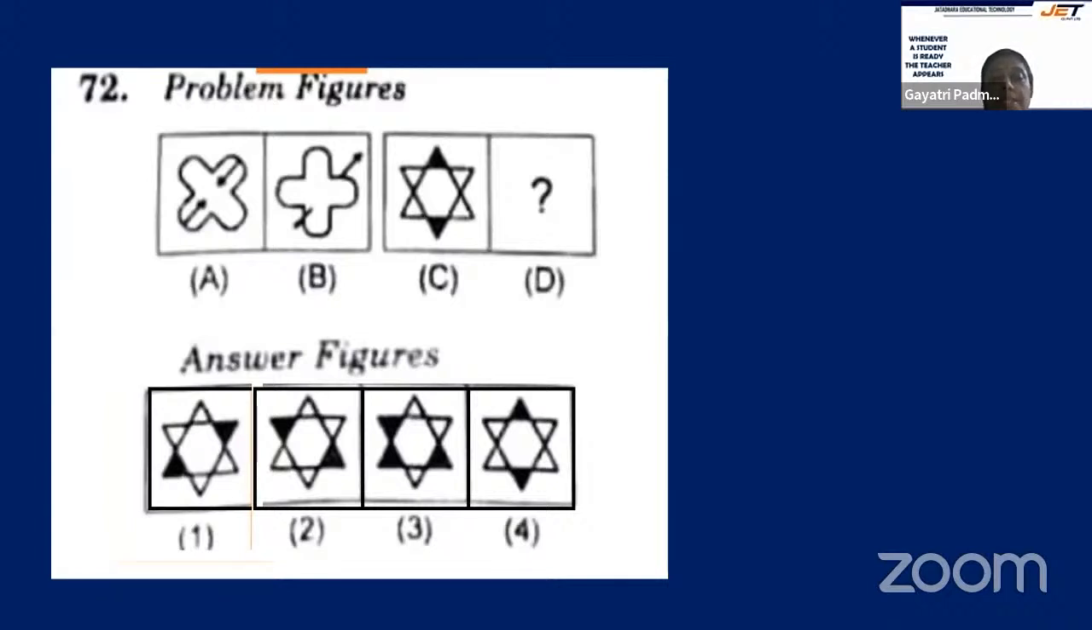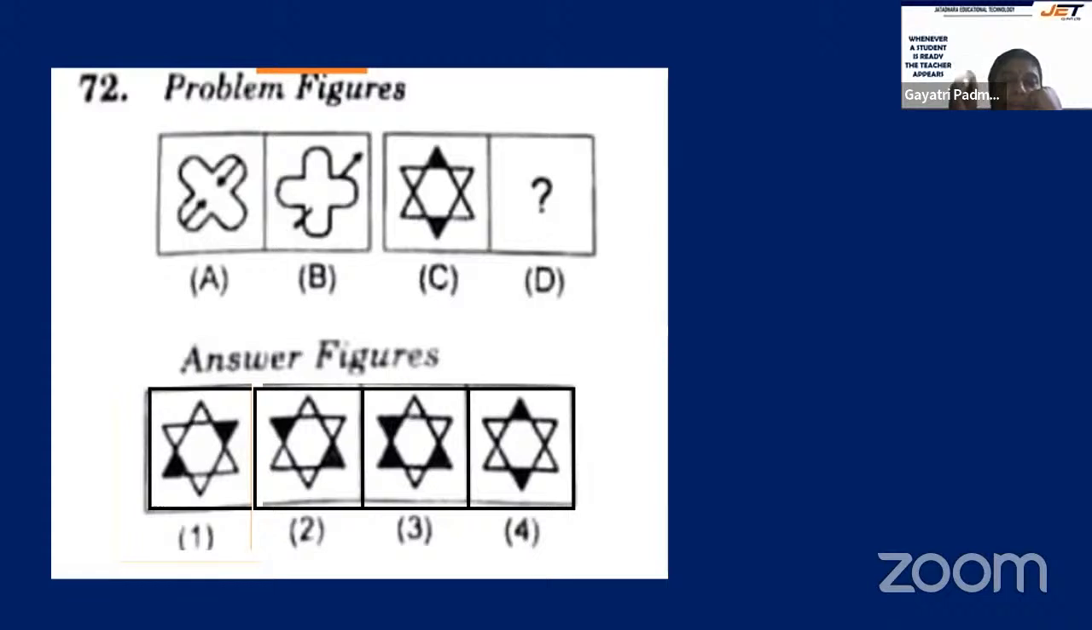The problem figure says A, B, C, and what is D? So your answer figure could be either 1, 2, 3, or 4. Just observe it, and 30 seconds time can be given to you students to complete this. By the time you think, let me try to explain the problem. In the first one, you have the two arrows, the highlighted ones inside the figure. And in the second one, the highlighted arrows are outside. Or rather, it has been turned.